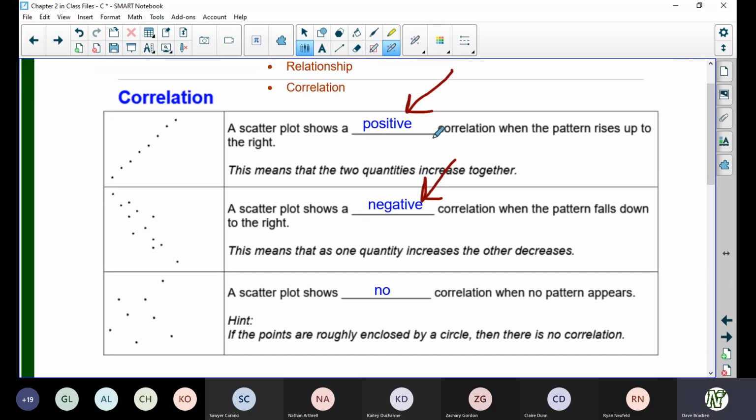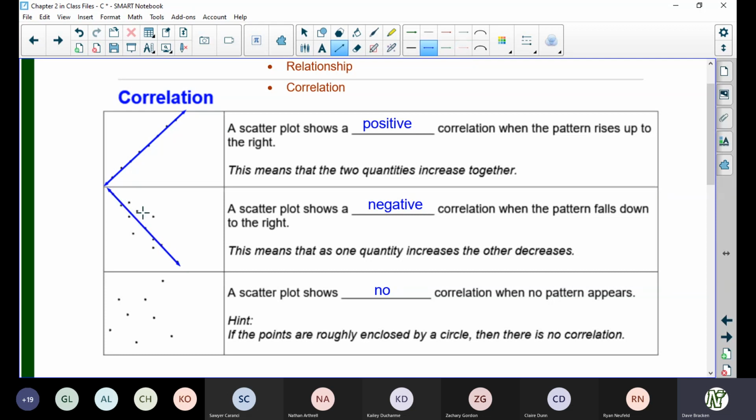Then you can also describe them as either strong or weak. When the dots are really close together, do you see this? If I were to draw a line of best fit here, do you see how close these dots are to the line? That's a really strong relationship because the dots are tight. Whereas this one's a little more weak. Do you see how the dots are spread out?